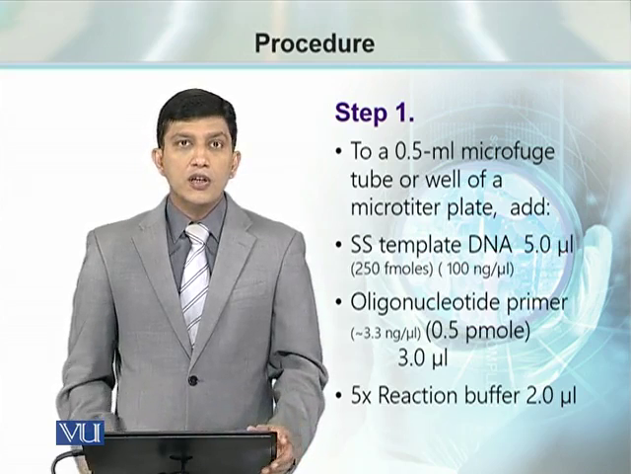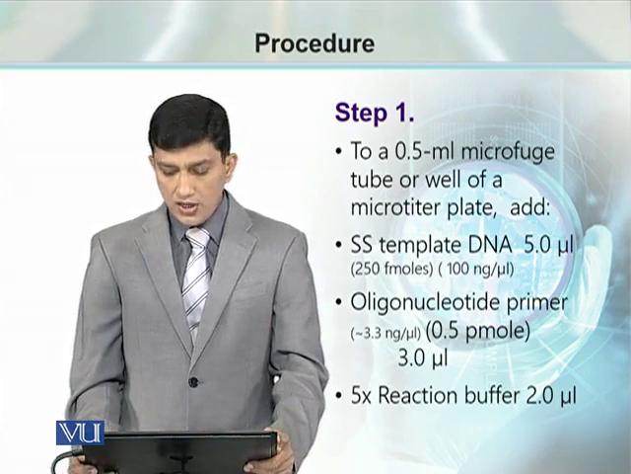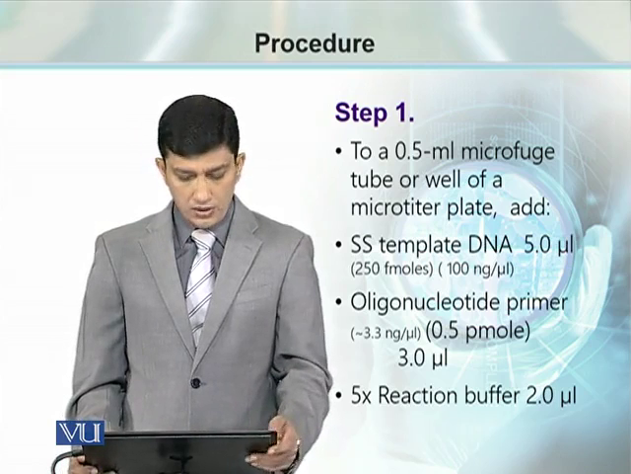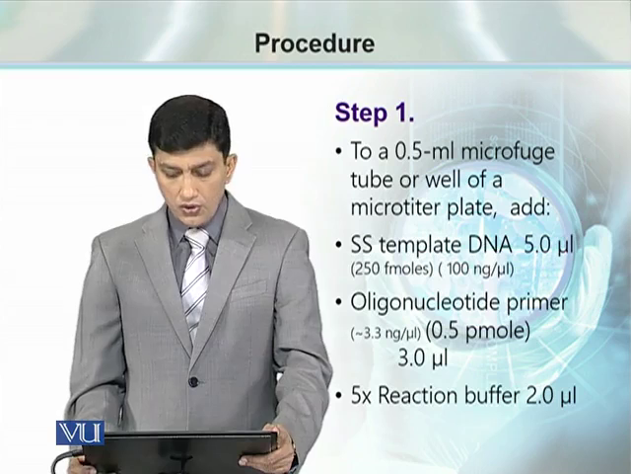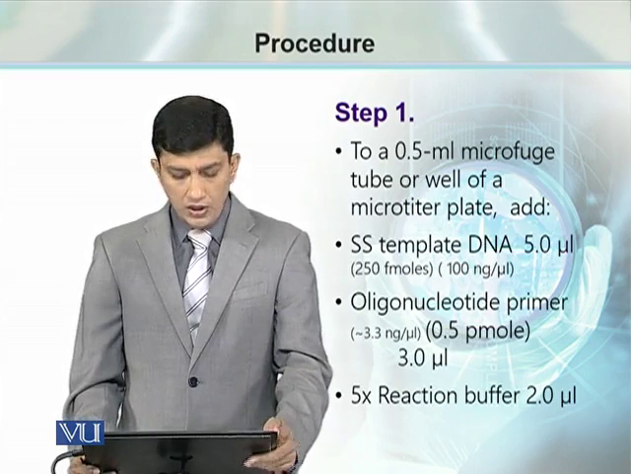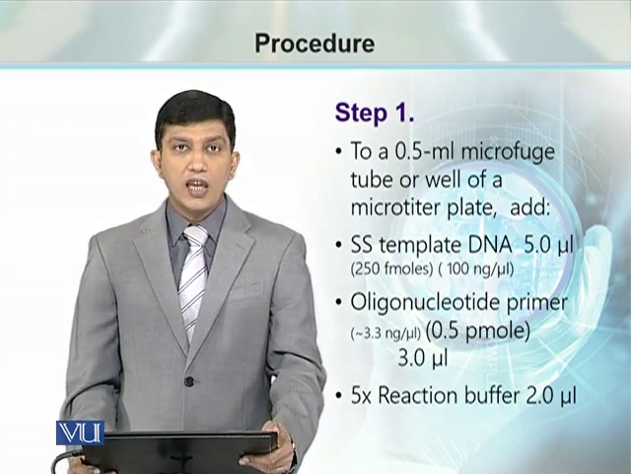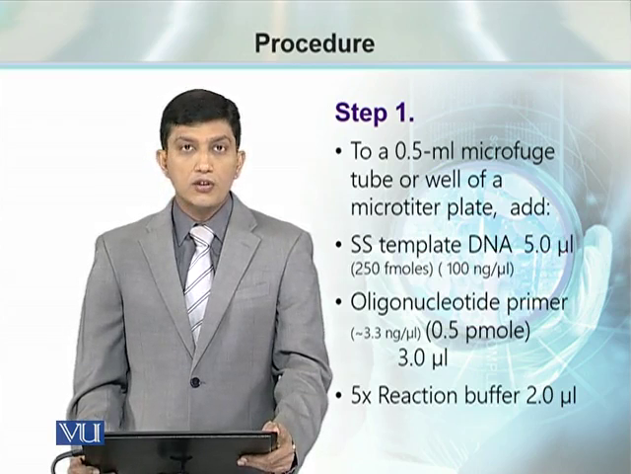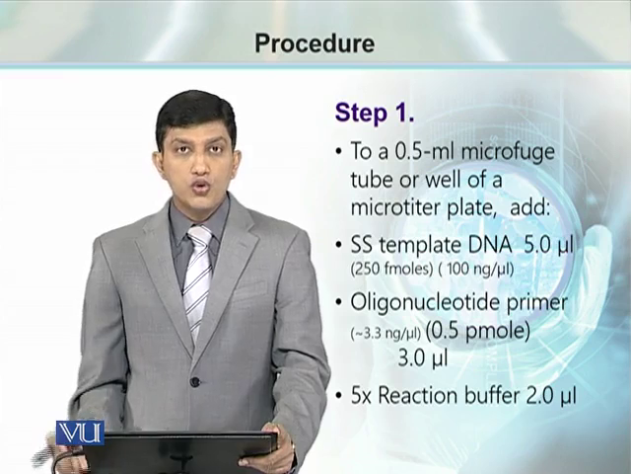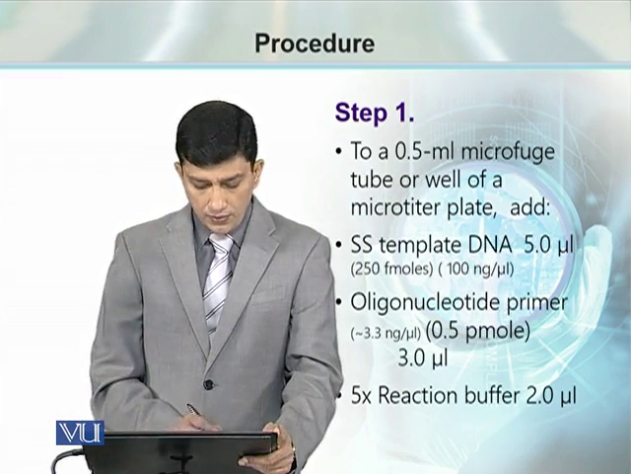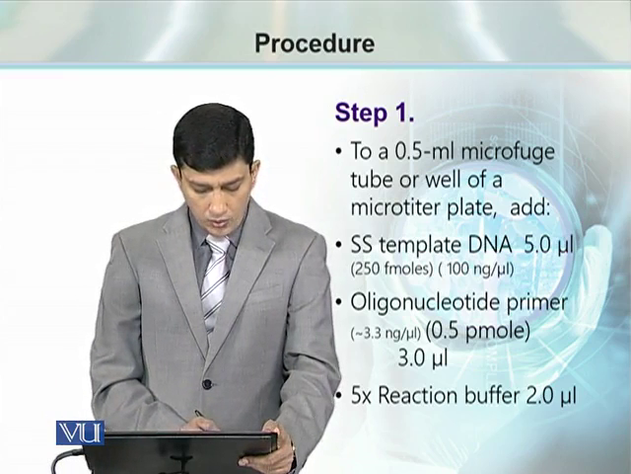For that purpose, we are going to take single-stranded template DNA in 5 microliter volume and oligonucleotide primer 3 microliter volume along with 5x reaction buffer 2 microliter in an EP cup or microfuge tube of 0.5 milliliter volume.